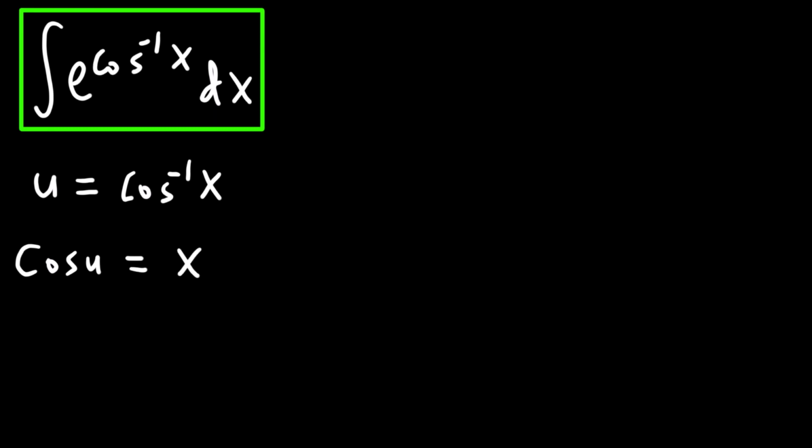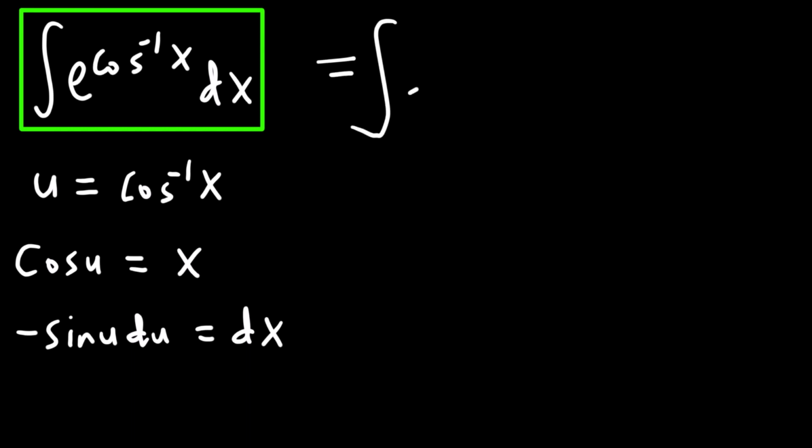And if we differentiate this, the derivative of cos is negative sine. So this will be negative sine u du equaling dx. And therefore, our integral will become the integral of e to the power of, now cos inverse of x will be u, times dx, which is negative sine u du. And at this point, we can use integration by parts.